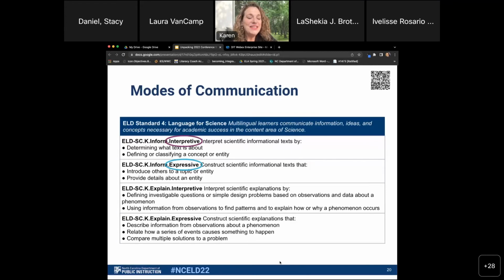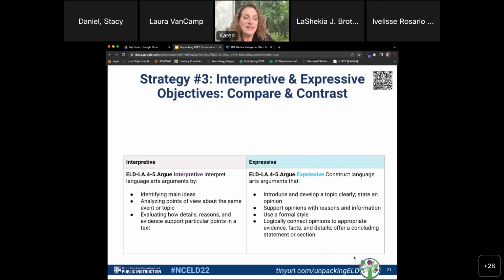So, looking at strategy number 3, we are going to be coming back to these strategies for your artifact, just to give you a heads up about that. When we're looking at this grade 4 and 5 language arts example, note what kind of verbs are used in the interpretive objectives. And you can drop those in the chat.